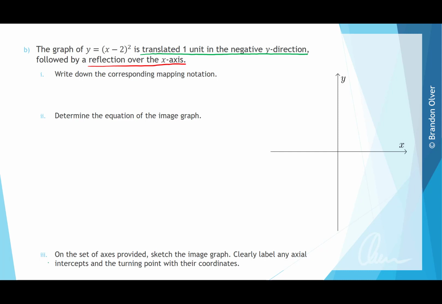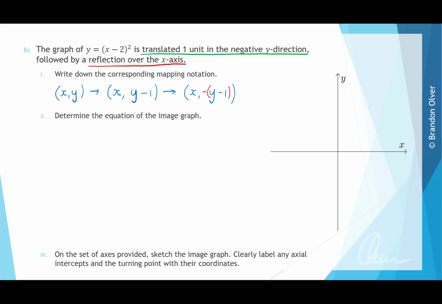So for part 1, we want to write down the corresponding mapping notation. This time we're going to have (x, y) map to (x, ...), where the x value is unchanged, but for the y value we have y, and then a translation of 1 unit in the negative y direction is y - 1. For the second part of the transformation, x again remains unchanged, and we still have y - 1, but the reflection over the x-axis this time makes all of that negative. So that is the corresponding mapping notation for the transformation of this graph.